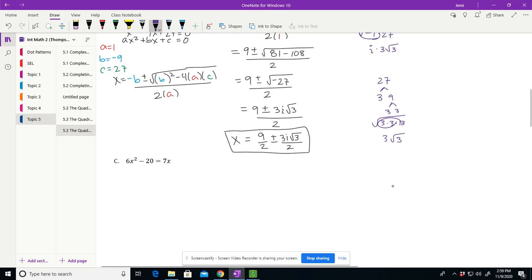Here I have 2. I don't have real solutions because I have an i, so I have 2 complex. And then because I have a square root, I have irrational solutions. Irrational, there we go, solutions. Right? Complex is because of the i, the irrational is because of the radical.